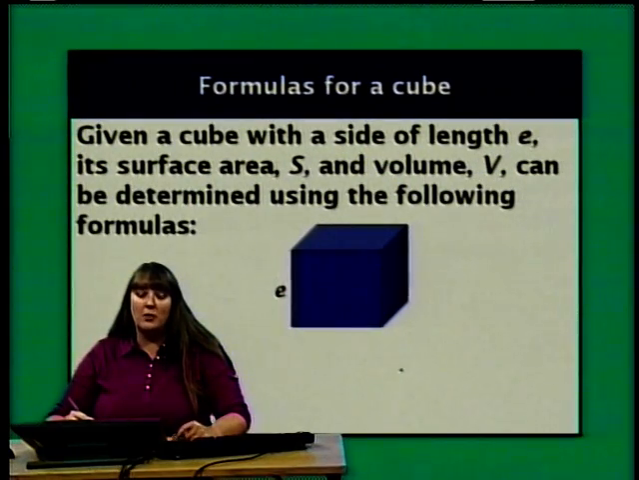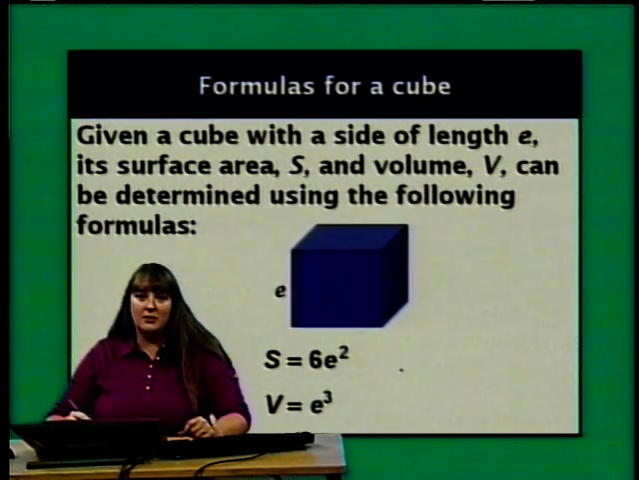If we have a cube where all the sides are the same size and the length of a side is E, its surface area S and volume V can be determined using the following formulas. The surface area is 6E squared. We take the area of one side, which is E squared, one of those squares, and multiply it by 6 because there are 6 sides.